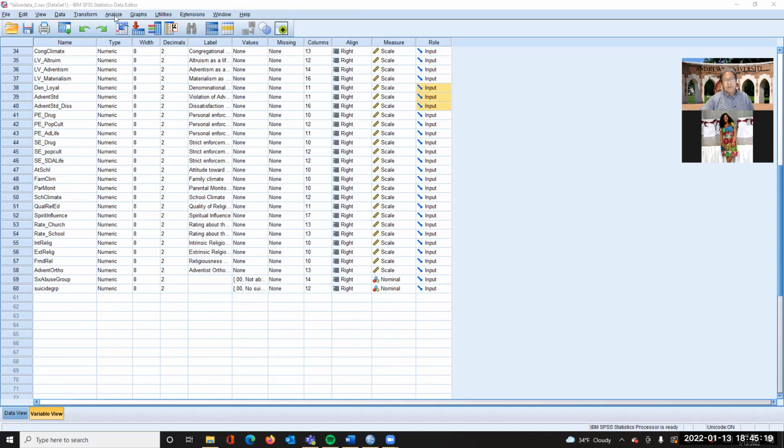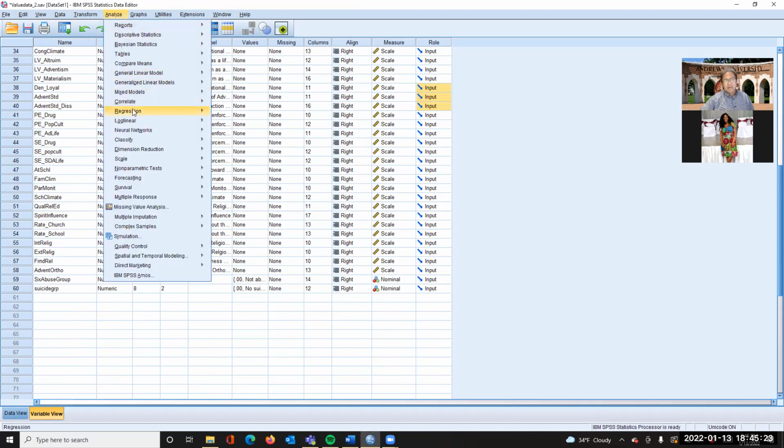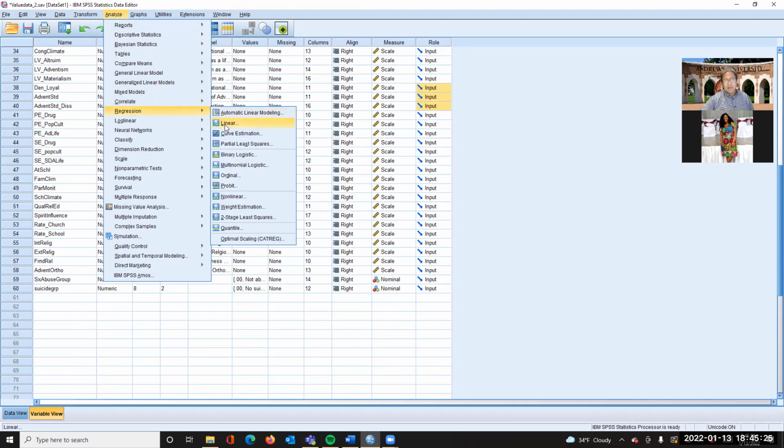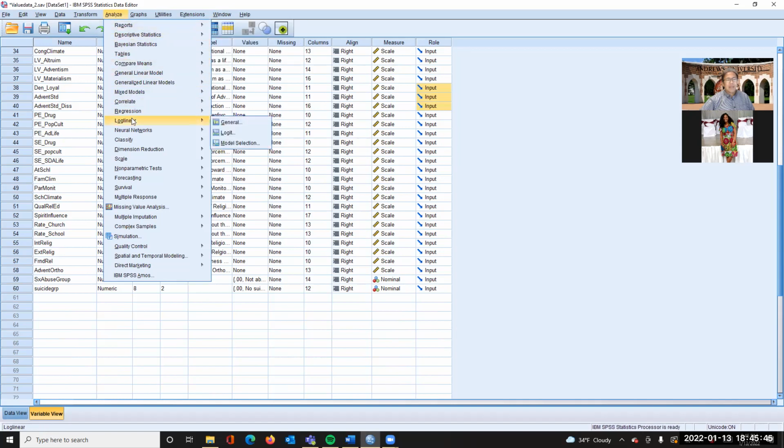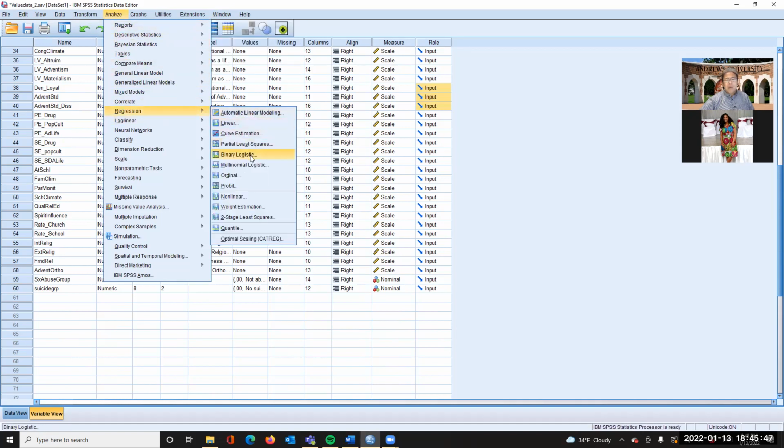So to do binary logistic regressions, you go to Analyze, Regression, and Binary Logistic. Notice we are not doing any assumption testing. We're not checking for normality or the other stuff, because there really aren't assumptions for binary logistic regression.